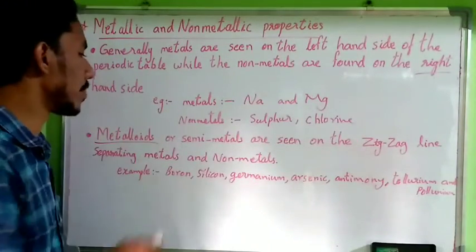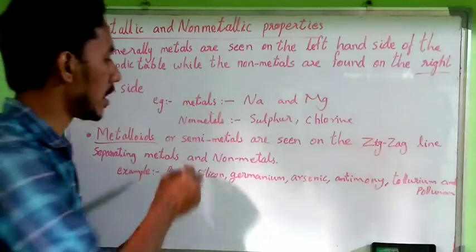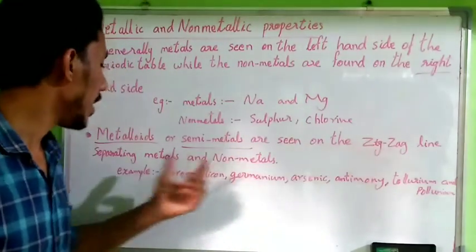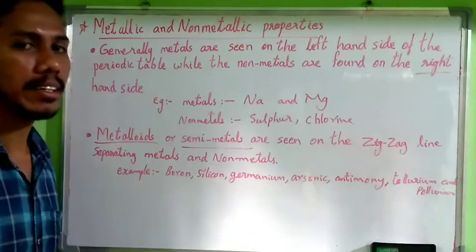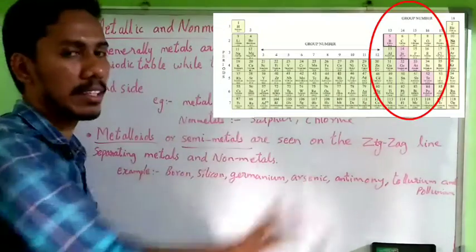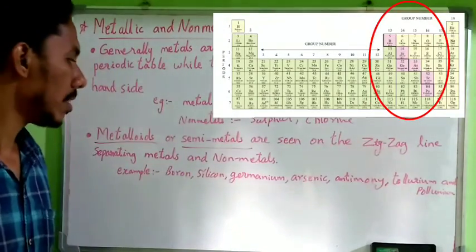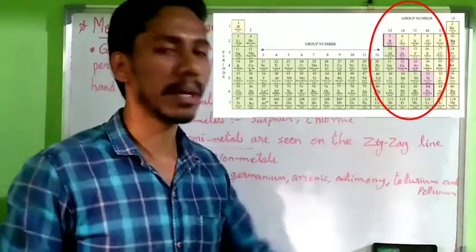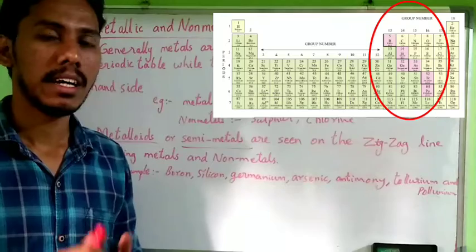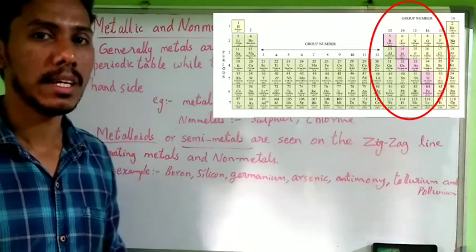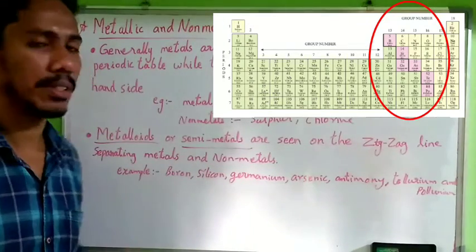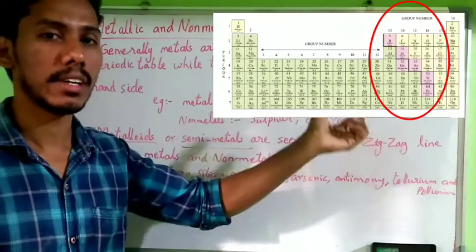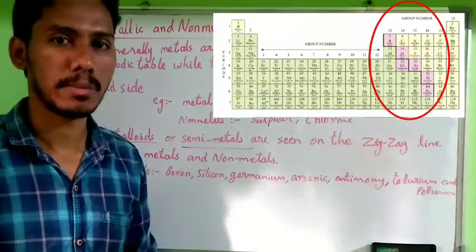But some metalloids or semi-metals are seen in a zigzag line separating metals and non-metals on the right side of the periodic table. For example, boron, silicon, germanium, arsenic, antimony, tellurium, and polonium are examples of semi-metals or metalloids. Okay, you can see the metalloids on the right side of the periodic table.